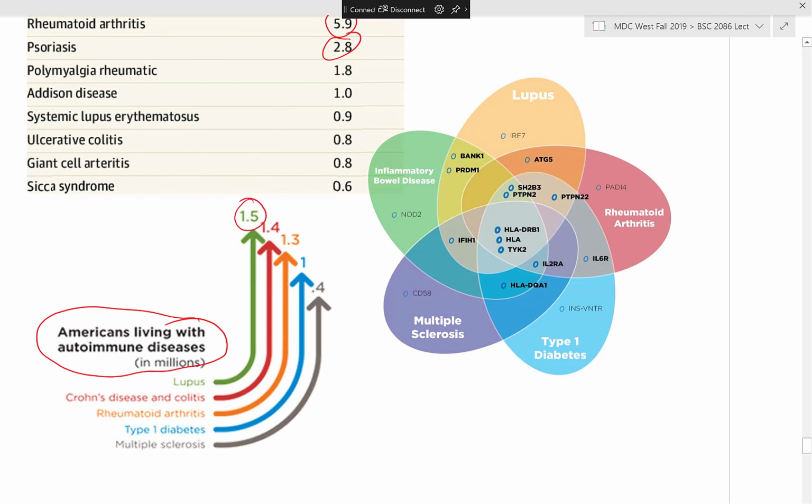1.5 million, lupus. Is that a lot? That's a lot. Crohn's disease. You guys know what Crohn's disease is? Lupus is an autoimmune disease that causes discoloration of your face and skin. It's an inflammatory process around the whole body that not only affects the skin, but actually affects the muscles and everything else.